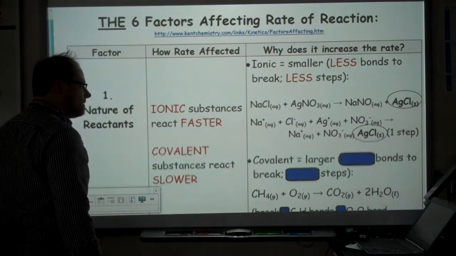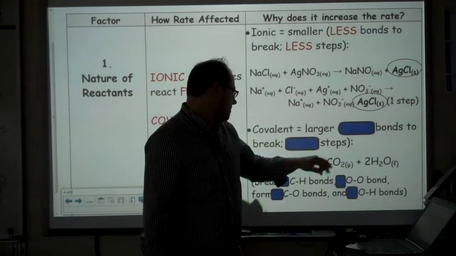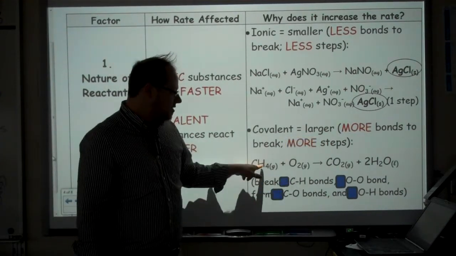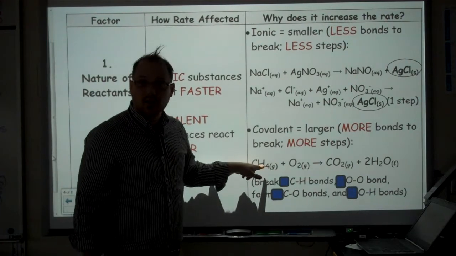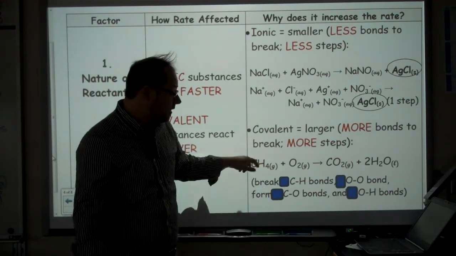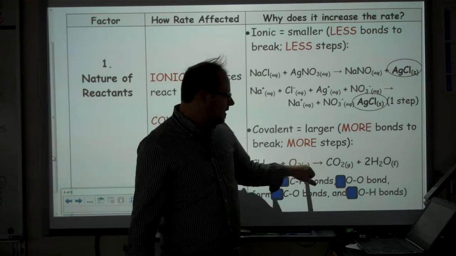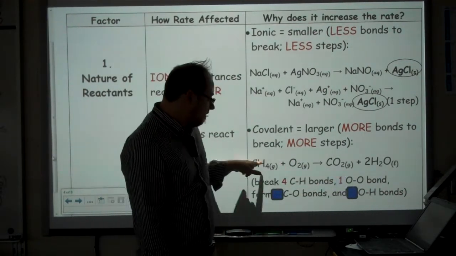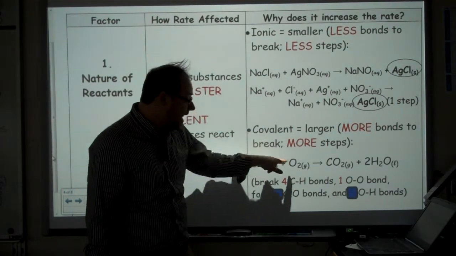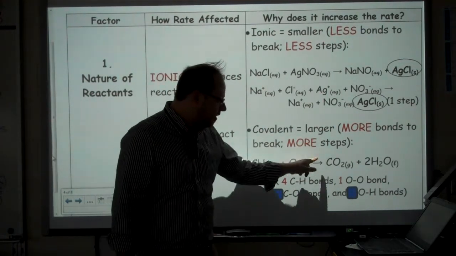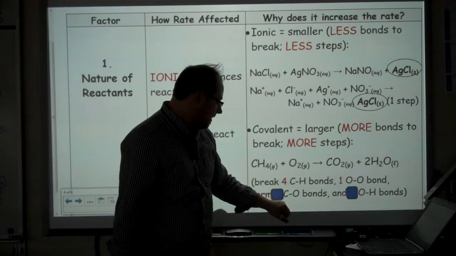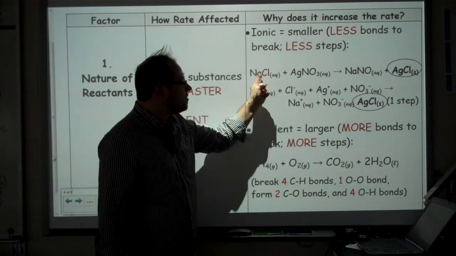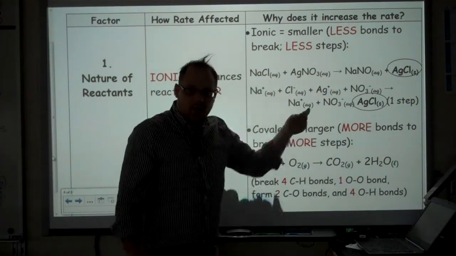Now covalent things, they're larger. They have more bonds to break, and therefore it takes more steps. For example, CH4 and oxygen, this is methane and oxygen, so this is like gas in a butane or cooking lamp. They react by breaking 4 carbon-hydrogen bonds and 1 oxygen. So you have to break all the bonds on the reactant side of the equation before you can rearrange them to make all the bonds on the product side. So there are so many more bonds to break. And here, there were no actual bonds to break. It was just ions swapping around. It happens very quickly.